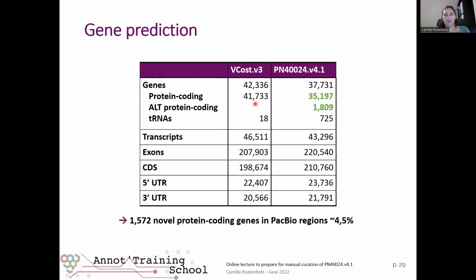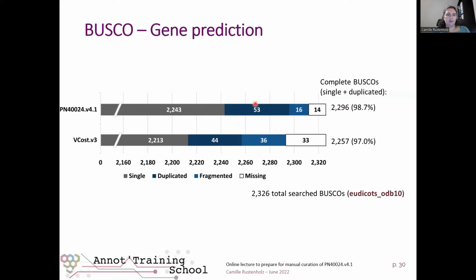So we were quite happy with these numbers, but we also needed to test whether the genes were accurate and true. To do that, we ran BUSCO on the gene predictions, and here we compare the v4.1 annotation, the initial prediction, with the VCOST V3 annotation prediction, and the new one performs better than the previous one, with fewer missing genes and fewer fragmented genes. And so we are pretty confident that this new annotation was much better than the VCOST V3.